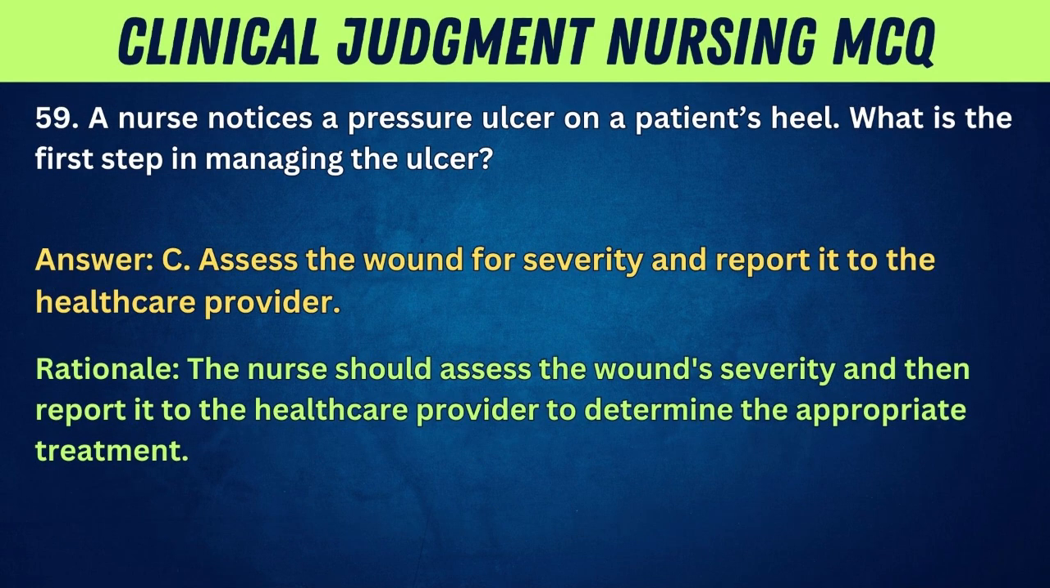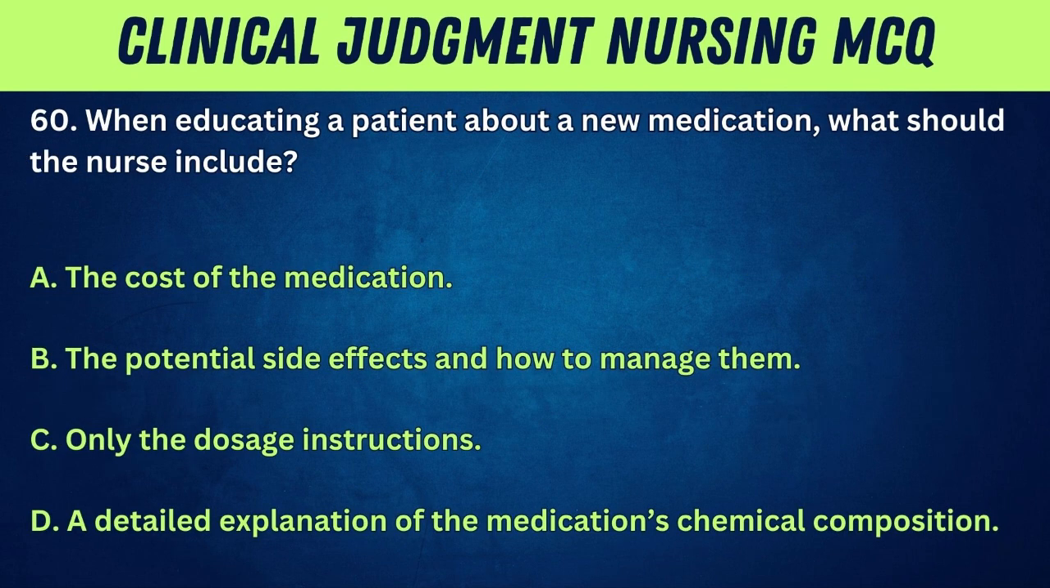Answer. C. Assess the wound for severity and report it to the healthcare provider. Rationale. The nurse should assess the wound's severity and then report it to the healthcare provider to determine the appropriate treatment. 60. When educating a patient about a new medication, what should the nurse include?